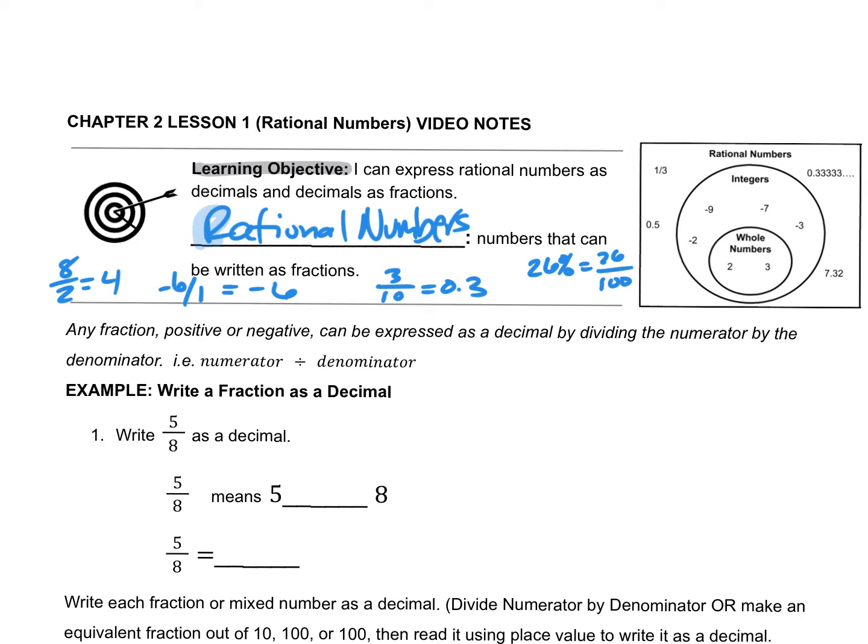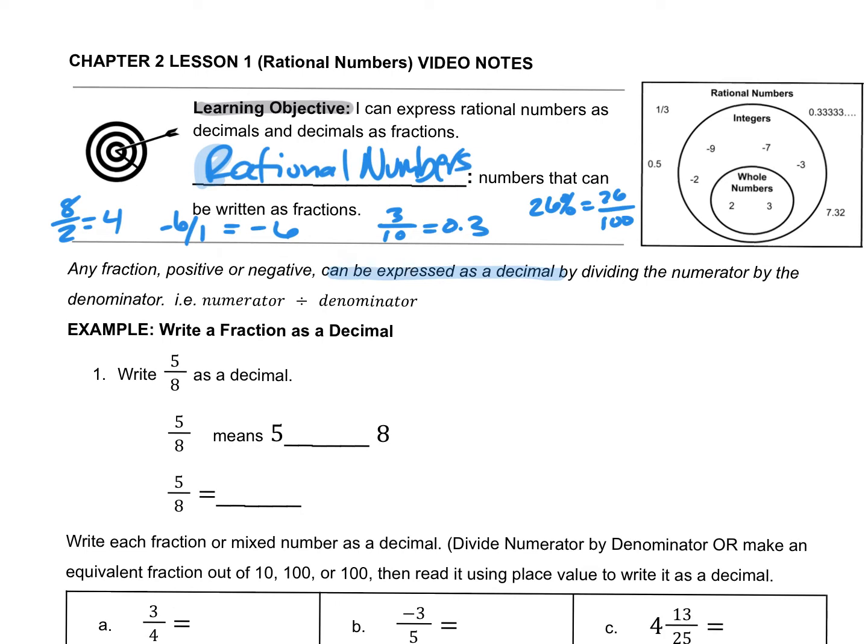So any fraction, positive or negative, can be expressed as a decimal. We can write fractions as decimals, and you can do that if you divide the numerator by the denominator. You can also do it if you get the denominator to be 10, 100, or, well, that should say 1,000, golly gee. Change that to 1,000, and then you read it using that place value. So we'll practice both ways. And the nice thing about math is that you pick the strategy that works for you.